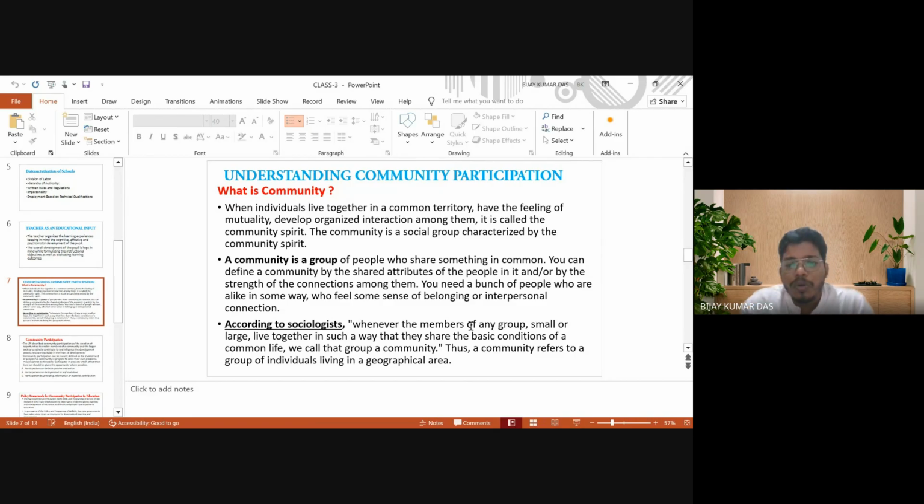A community is a group of people who share something in common. You can define a community by the standard attributes of people, or by the strength of the connections among them. You need a bunch of people who are alike in some way, who feel some sense of belonging or interpersonal connection. According to sociologists, whenever the members of any group, small or large, live together in such a way that they share the basic conditions of a common life, we call that group a community. Thus, a community refers to a group of individuals living in a geographical area.